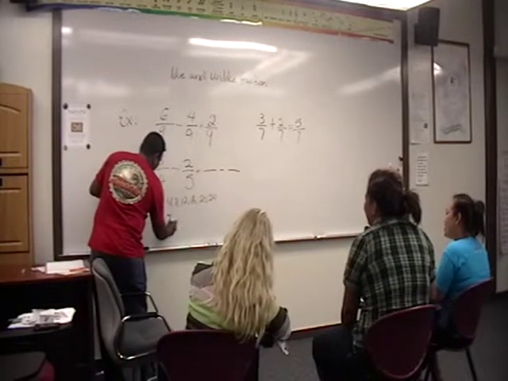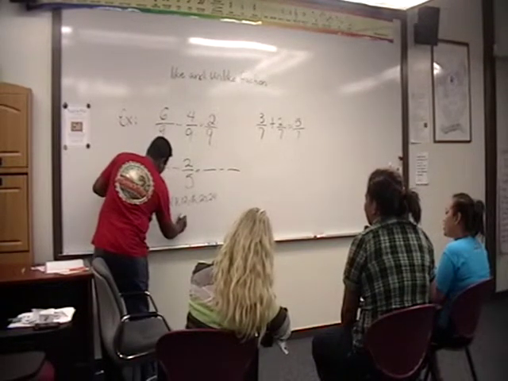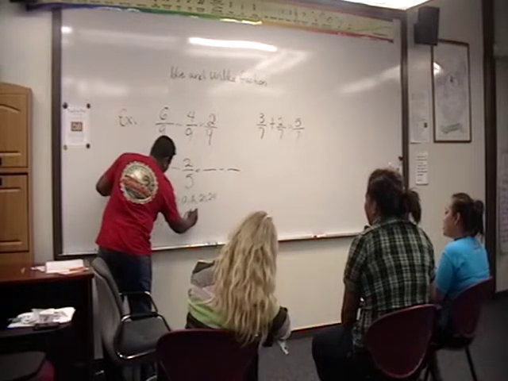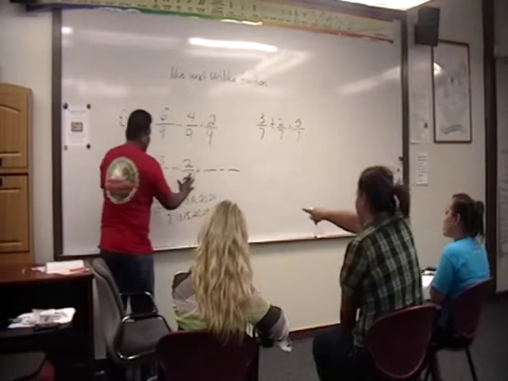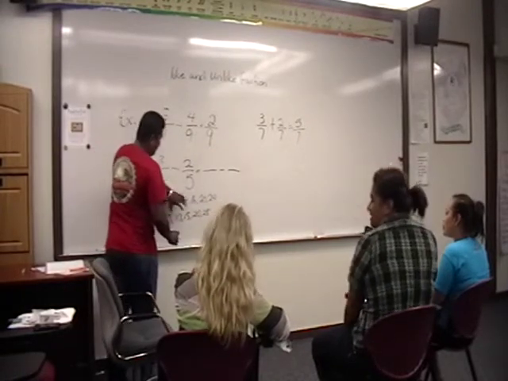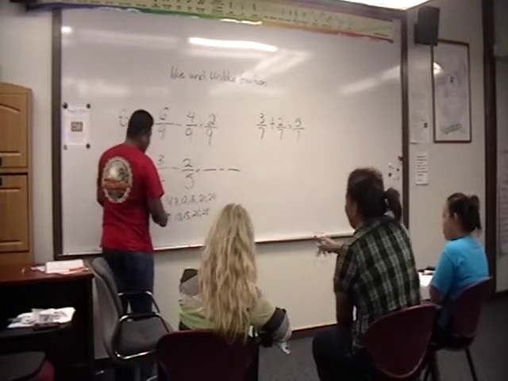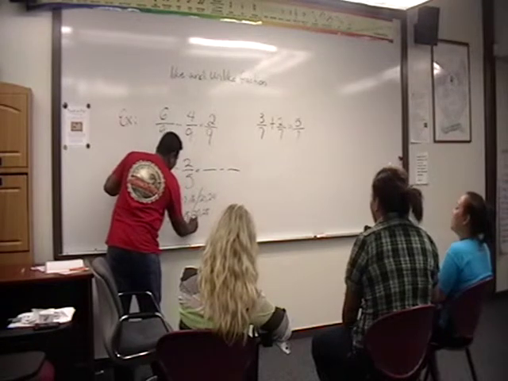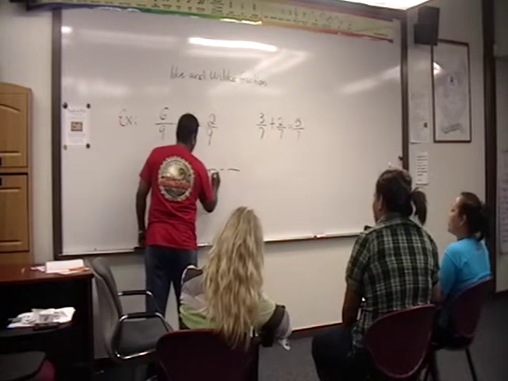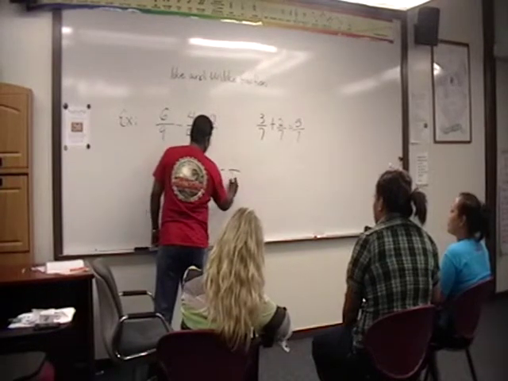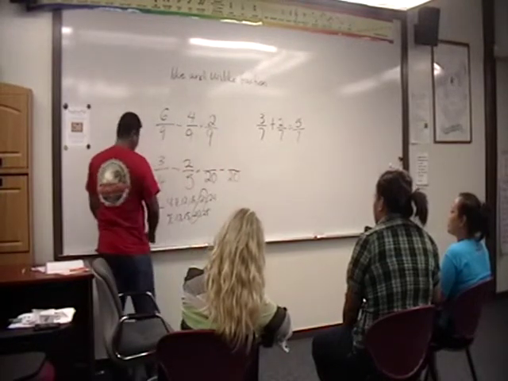The multiples of 5: 5 times 1 is 5, 10, 15, 20. Is there any pair of numbers here? 20. Very good. Then your denominator will be 20.